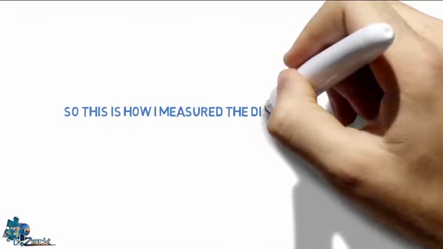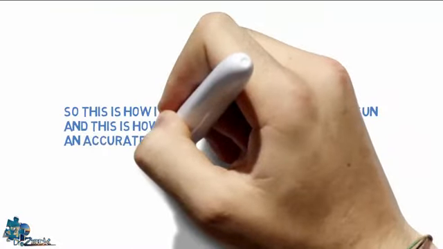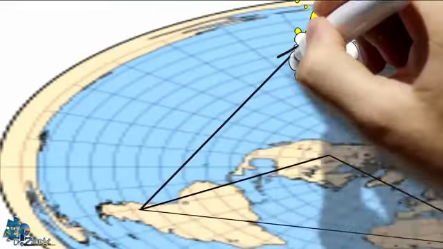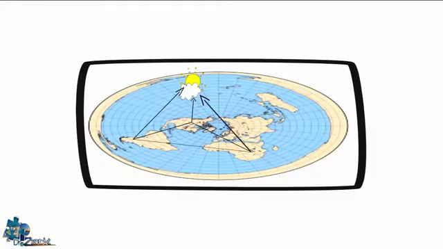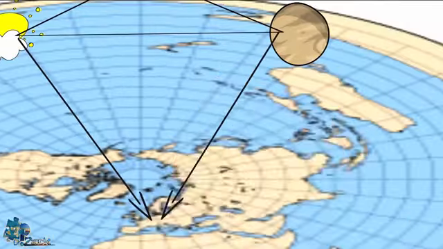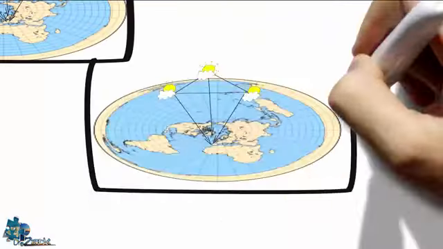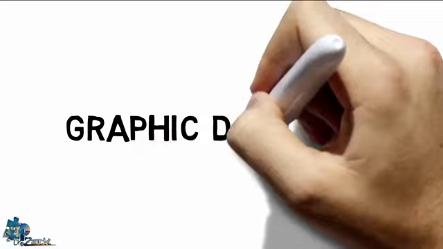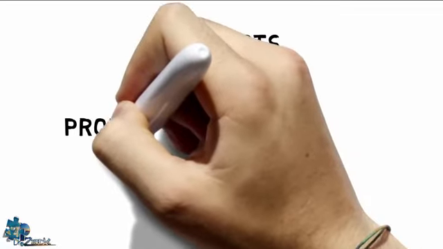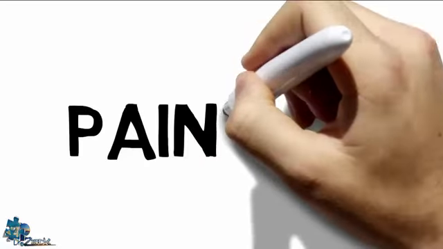So this is how I measure the distance to the sun, and this is how I'm gonna make an accurate flat earth map. The way we triangulate the sun from 3 cities on the earth is the same way we are going to triangulate a city from 3 lights in the sky, or from 3 positions of the sun. And in my next videos, I'm gonna explain this better because I'm gonna need a lot of help from everyone, especially graphic designers, architects, professional video makers, and even painters.